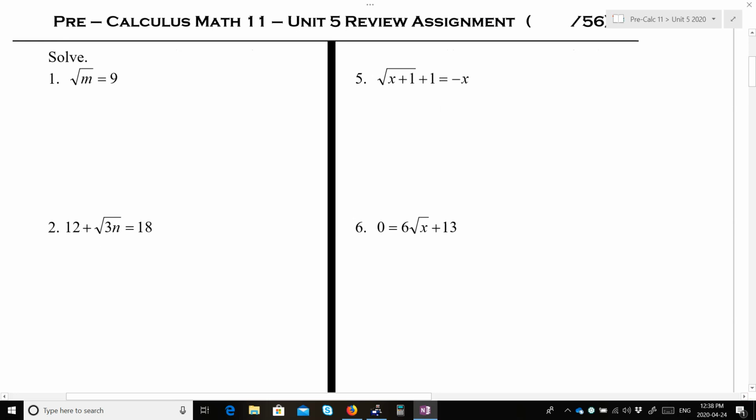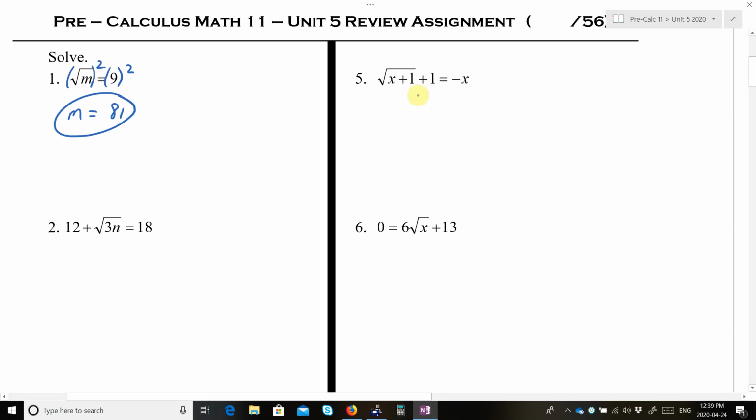Number 1, the square root of m is equal to 9, so that is a radical equation, and what you're supposed to do is get the radical by itself and then square both sides. So the radical is already by itself, so you square both sides and we get m equals 81. And then I would plug 81 back in there. Is the square root of 81 9? Yes, so that one works.